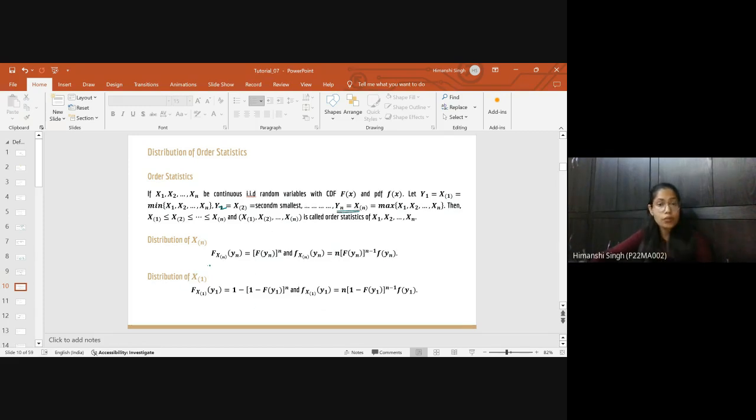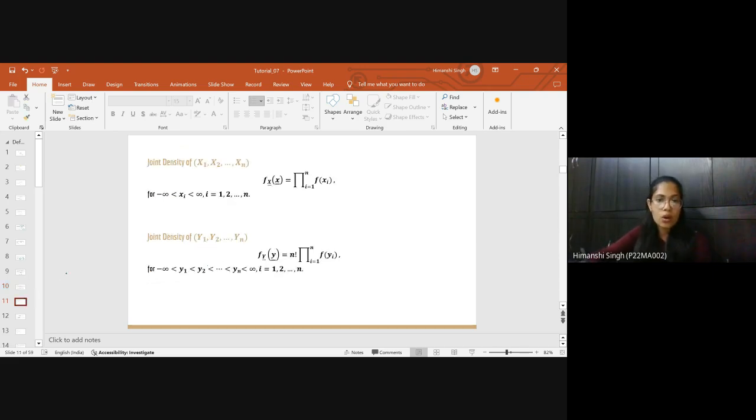Now the distribution of the minimum element. If I consider the minimum of x1, x2, xn, then the distribution is given as 1 minus (1 minus F of y1) whole to the power n, and the density is given as n times (1 minus F of y1) whole to the power n minus 1 times f of y1, which is basically again the differentiation. So these are the distributions of the maximum and the minimum of x1, x2, xn.